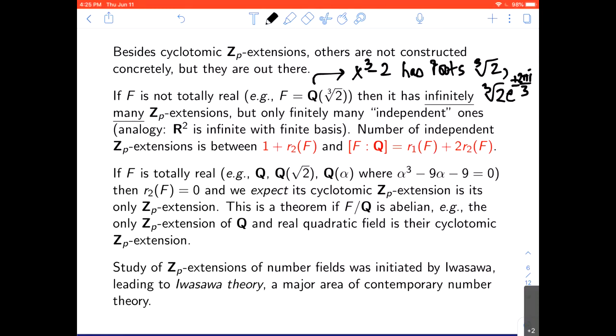But definitely, if the field is not a totally real field, it has more than one Z_p extension. It'll have infinitely many. In any event, the subject of Z_p extensions of number fields was initiated, I believe, in the late 1950s by Iwasawa. And it has really blossomed. People study Iwasawa theory for number fields, for elliptic curves. In any case, it's a very broad area.